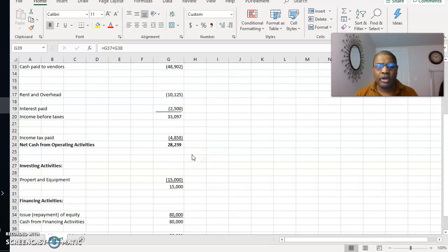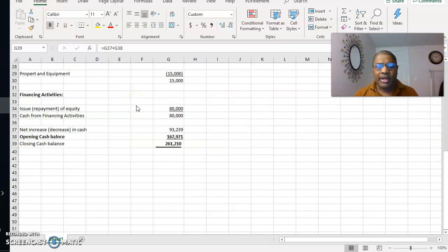Now the third lesson, which I should have said in the first lesson, is about calculation of the disposal of assets.